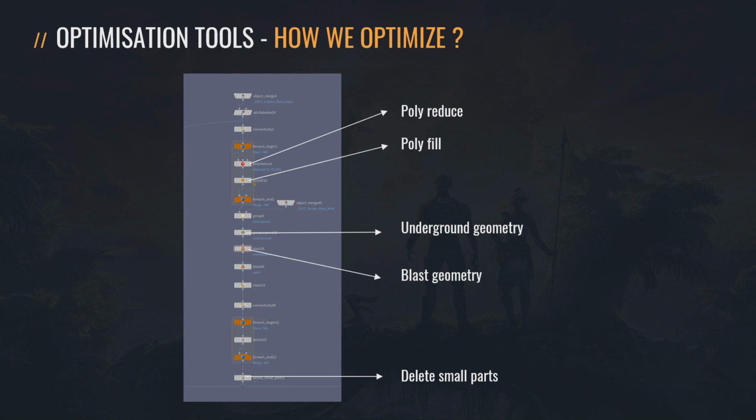We then use a polyfill node in order to remove any hole inside the mesh, because when we were creating some masks, sometimes with holes, we had some problems. The next step is to select any geometry that is under the landscape, because we never have any use for those, and we blast them. We delete that geometry in order to optimize the mesh. And the final part is to delete any small chunk that is not used for the mask creation.